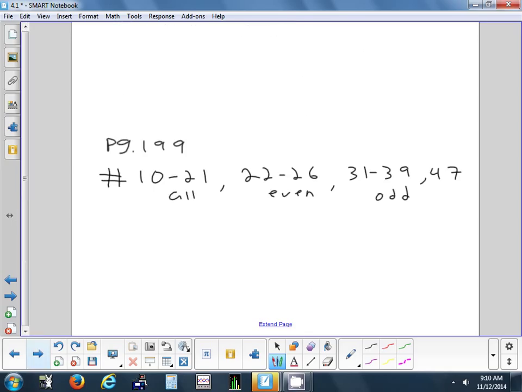All right. Okay, so the homework tonight on page 199 is 10 to 21 all. I think that's classifying a triangle by sides and angles. 22 to 26, just the evens. 31 to 39, just the odds. 47. And on the MCAS, finish up the multiple choice doing questions 7 through 12. And tomorrow we'll do the open response.